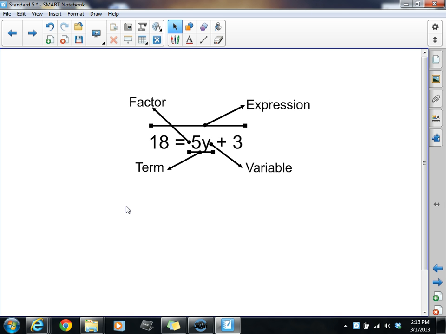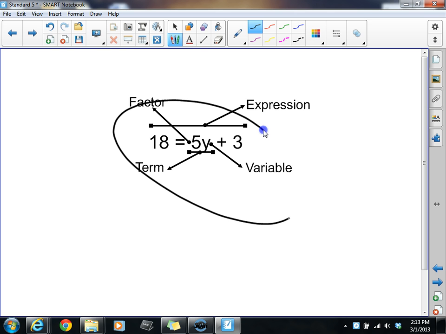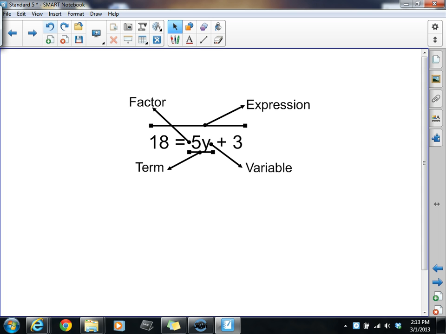So the first thing I want to emphasize is this idea. The whole thing you see on the screen, this entire thing is what we call an expression. Okay? We have, in this case, 18 equals 5y plus 3. That is an expression. That's what we call the whole thing. Now the expression can be broken down into several different parts. First of all, each of these, that right there and that right there, are what we call terms. Terms are simply ideas or units within an expression. And then we can even break that down even farther.